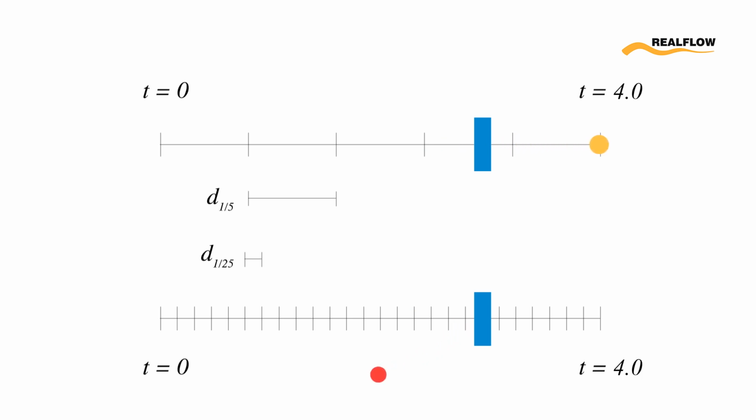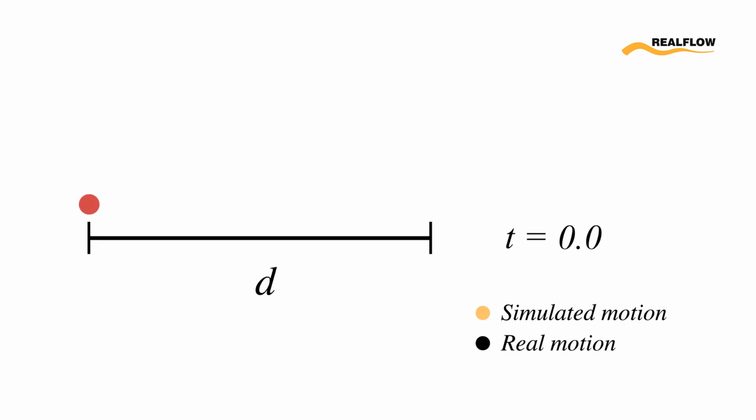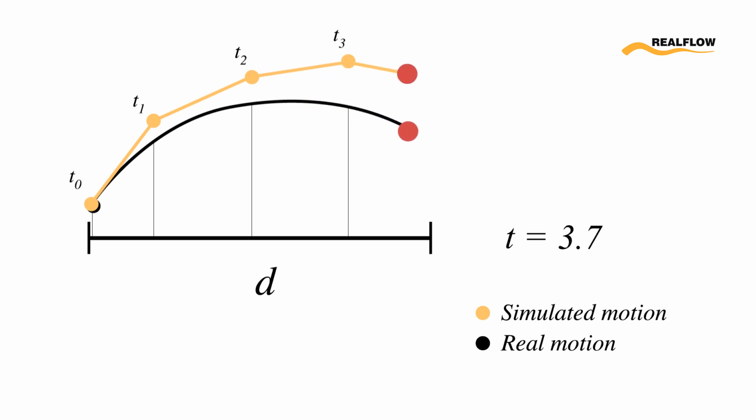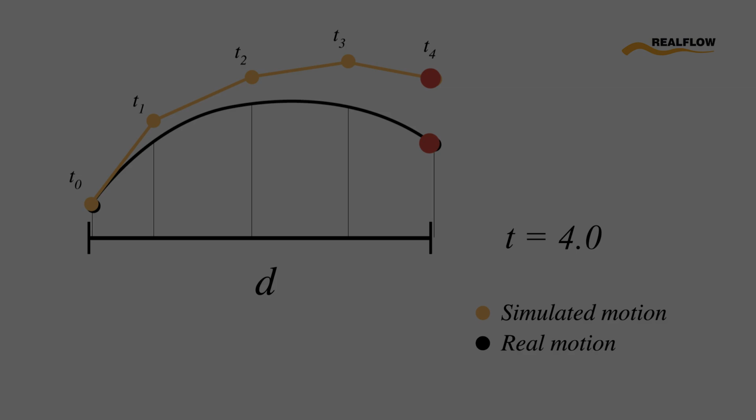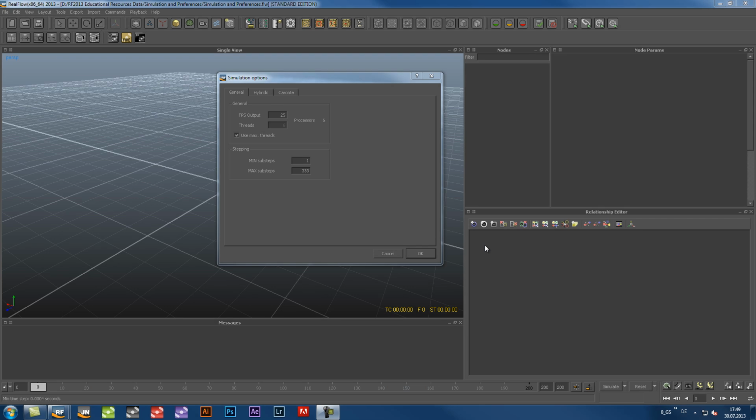Another problem with large steps is that simulations often become unstable, because when the calculation of an object's motion path is not accurate enough, it diverges from the ideal curve. Please bear in mind that this concept is only valid for standard particle simulations. With hybrido fluids, the situation is different, because this technology uses another so-called implicit approach. Let's go back to the simulation options panel.